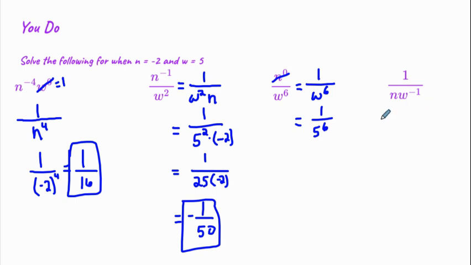And then finally, let's go ahead and create our fraction. We've got w to the negative 1 will move to the numerator, and n has a positive 1 as an exponent, so we'll keep that in the denominator. So w is 5, and n is negative 2, and there's no other computations, and this is a fraction we can't simplify, so our final answer is just negative 5 halves.